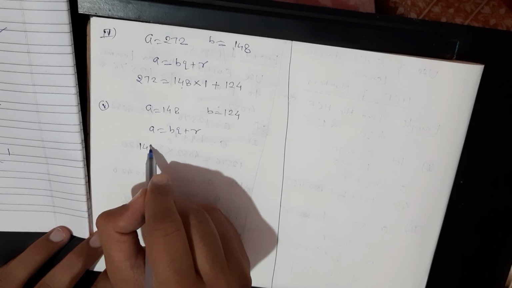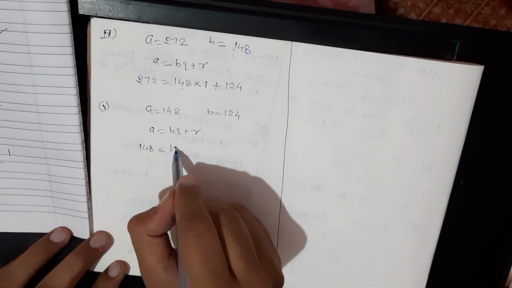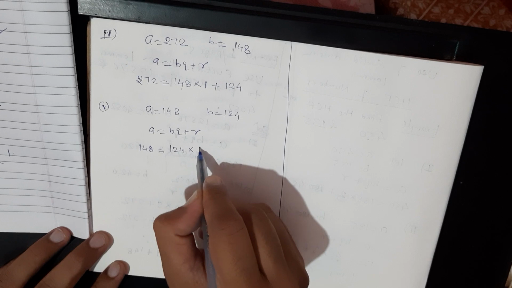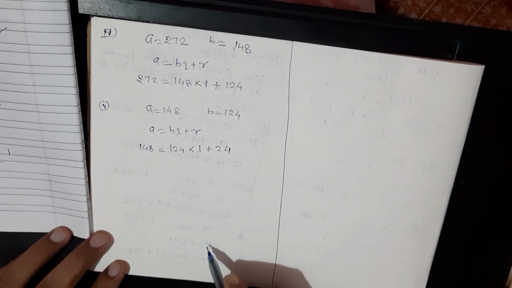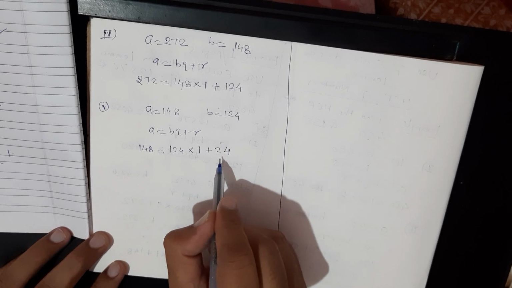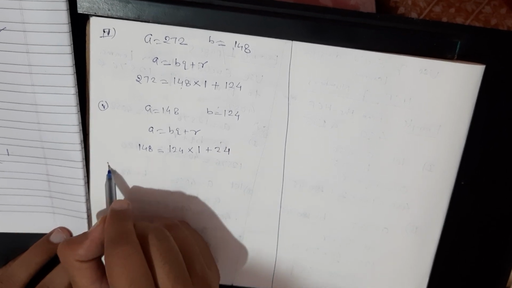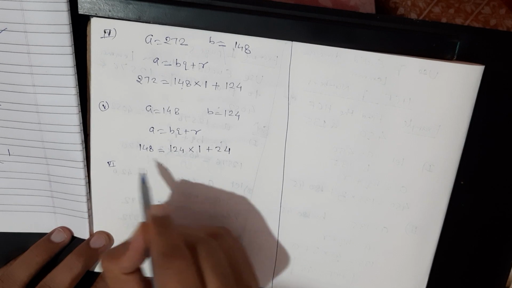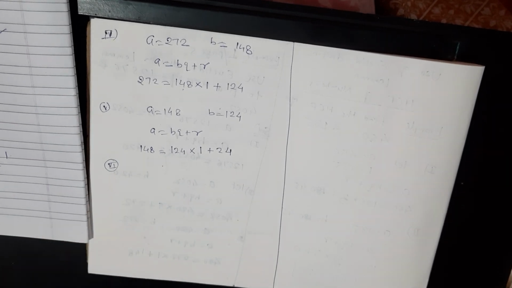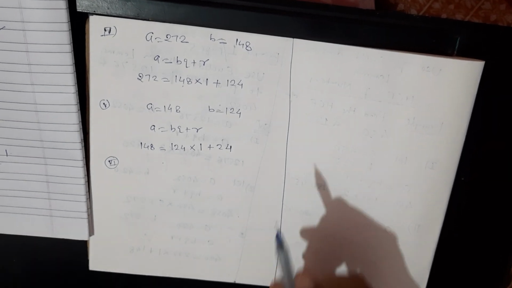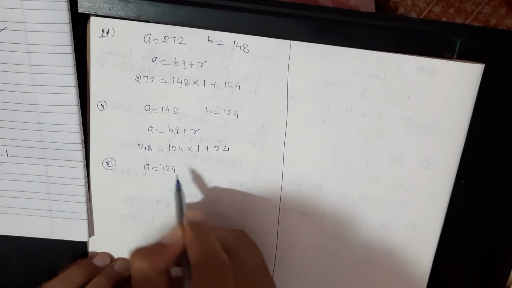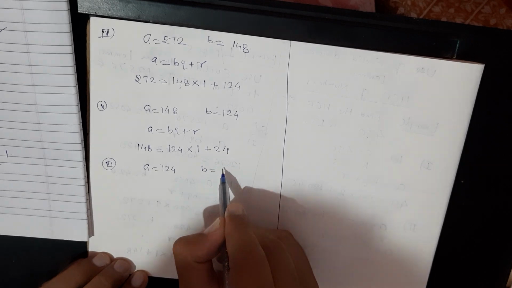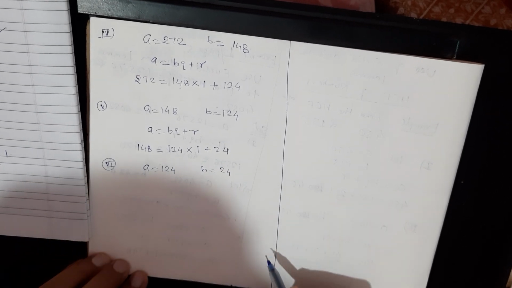A is equal to 148, B is equal to 124, quotient is 1, remainder is 24. Still the remainder is not 0. We have to go with the next procedure. Even if it is long, it is the procedure of Euclid division lemma to find out HCF. Your A has now become 124 and B has now become 24.